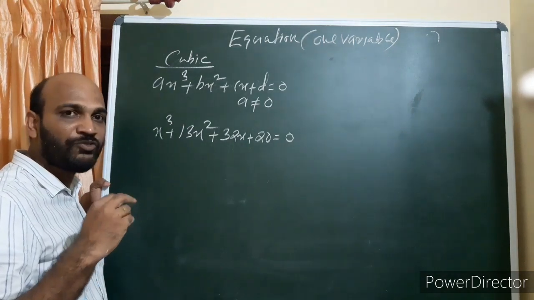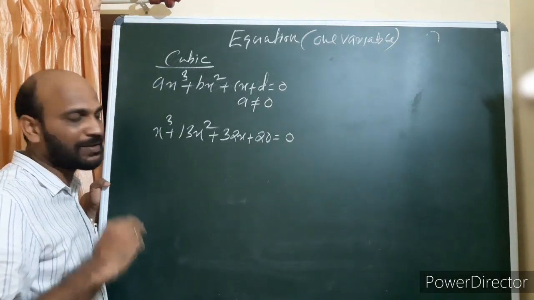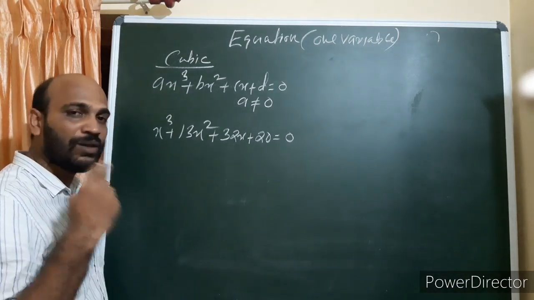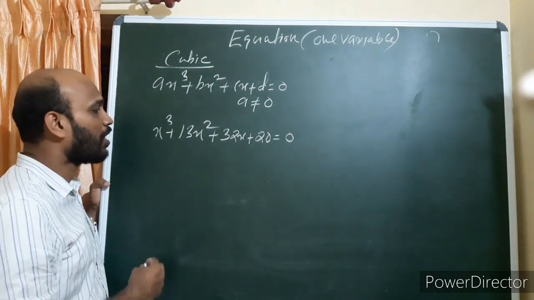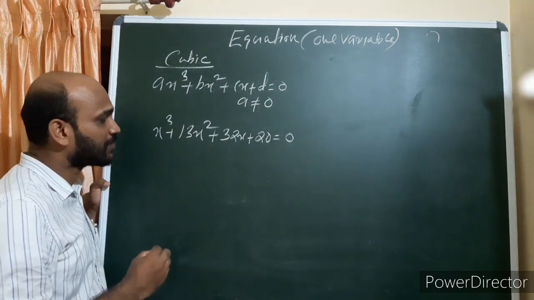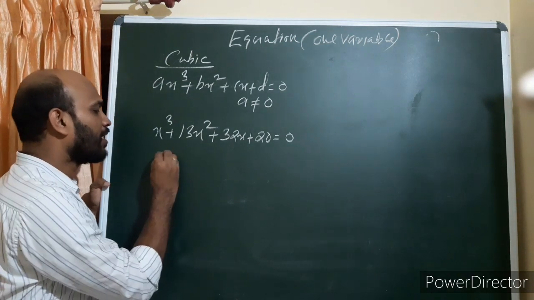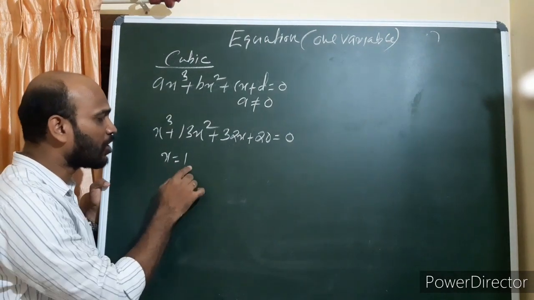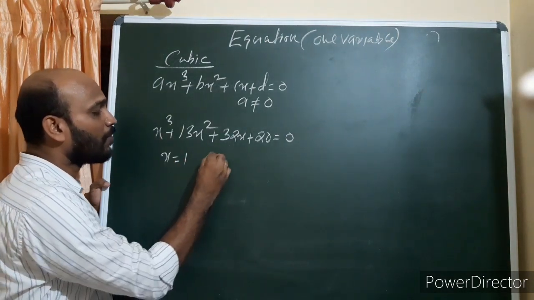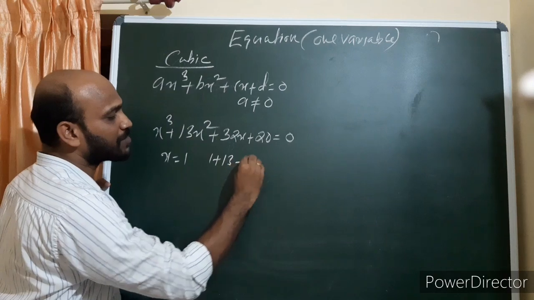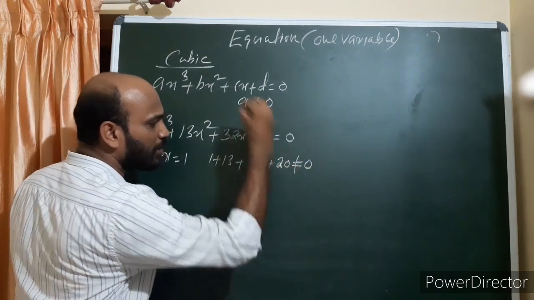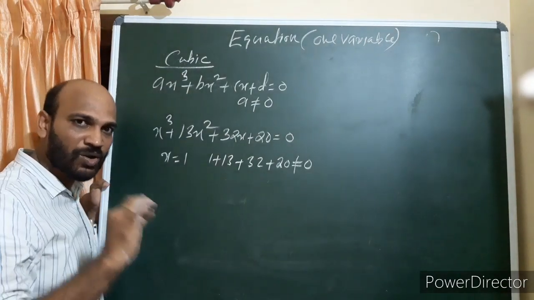So one root you have to find by trial and error method, and other 2 solutions you have to find by long division method. So how will you find one root? This you have to substitute x equal to 1, x equal to minus 1, etc. When x equal to 1, this will become 1 plus 13 plus 32 plus 20. That is not equal to 0. That means x equal to 1 is not a solution.